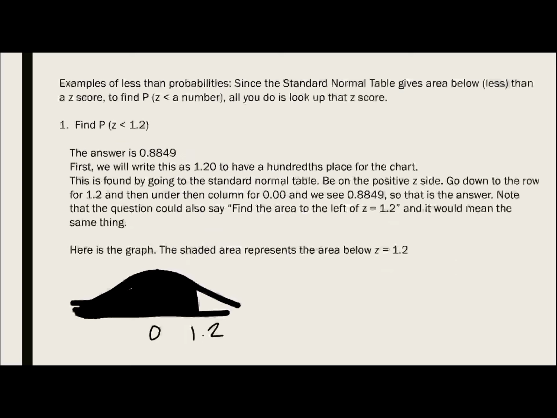Note that the question could also say, find the area to the left of z equals 1.2, and it would mean the same thing. So here's a graph, and the shaded area represents the area below z equals 1.2. And the area is 0.8849, found from the standard normal table. I would suggest that you print this table out while you're reading these notes if you haven't already done so.